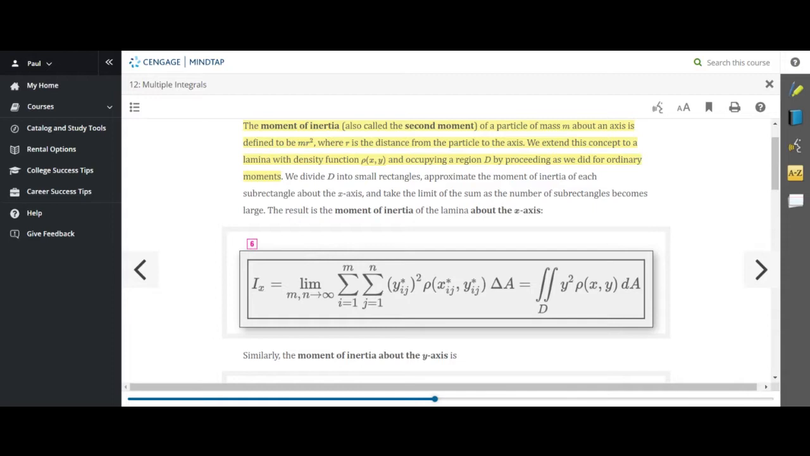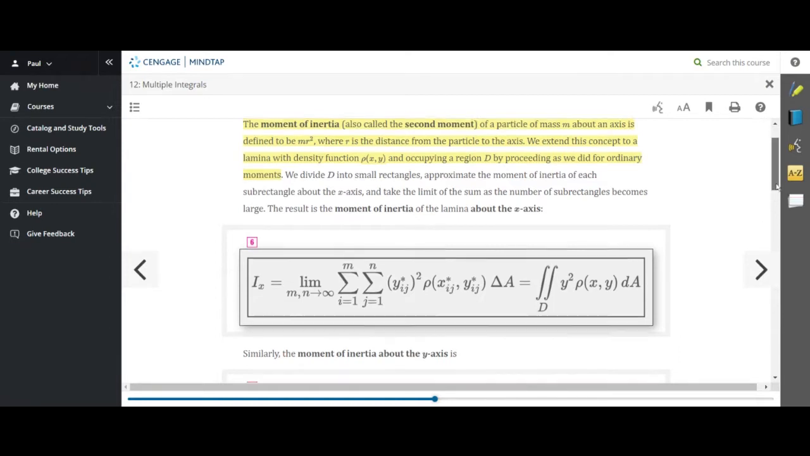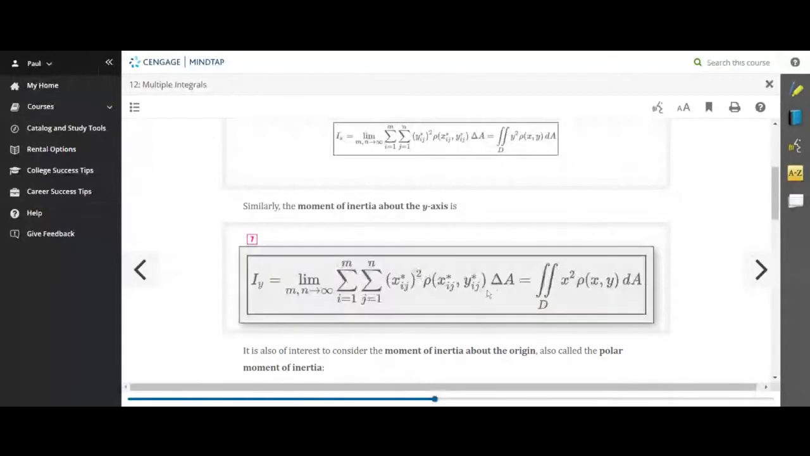Okay, you have a moment of inertia of a lamina about an x-axis, and that's how it's defined. The double integral over the region D, the lamina, of y squared times the density dA. And again, y is the distance from a particular particle to the x-axis, right? And then you have a moment of inertia about the y-axis.